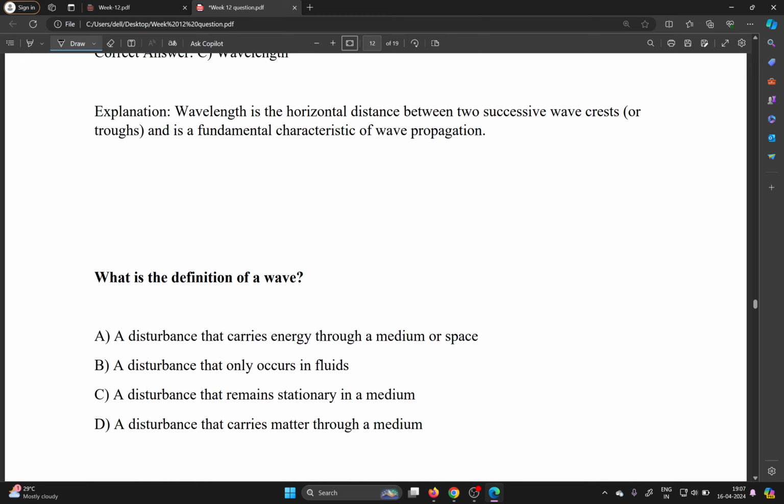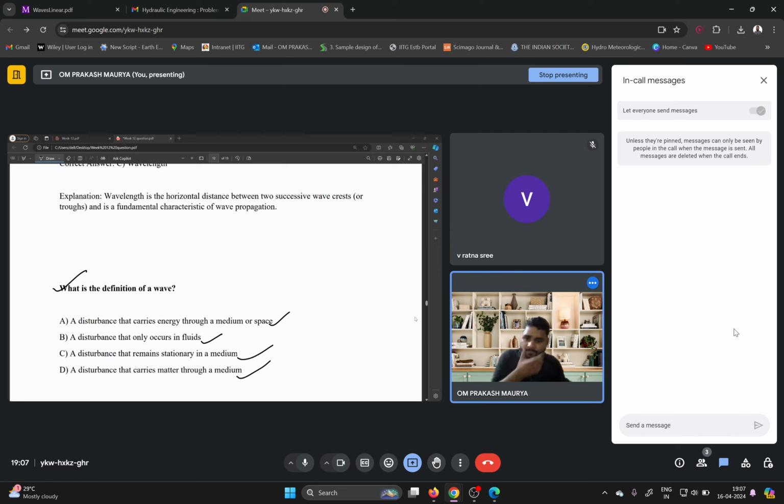So what is the definition of wave? This is a very basic question. A: a disturbance that carries energy through a medium or a space; B: a disturbance that only occurs in fluid; C: a disturbance that remains stationary in a medium; D: a disturbance that carries matter through a medium. Which one is correct? If you want to give an answer, please write within 1 minute. Otherwise, I will show the answer. After this question, I will take a 5 minute break. Then I will come back.